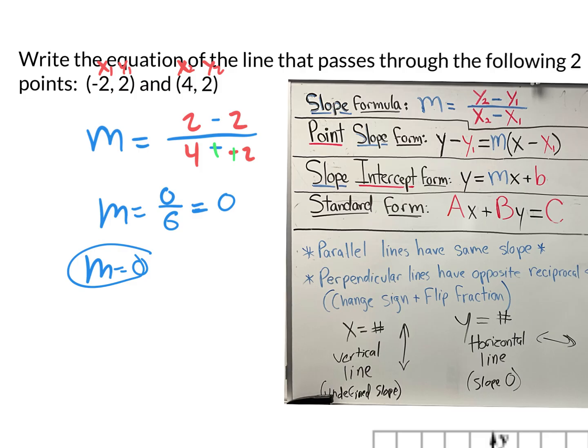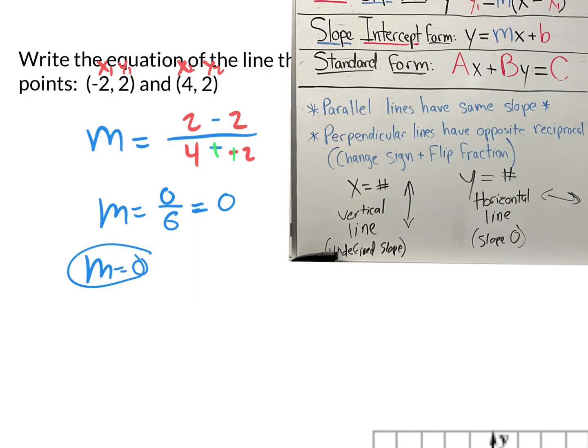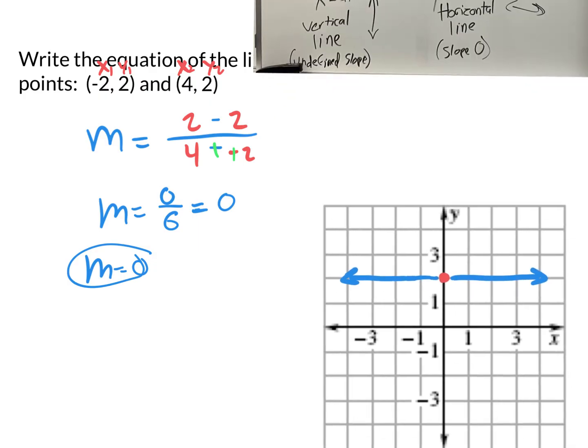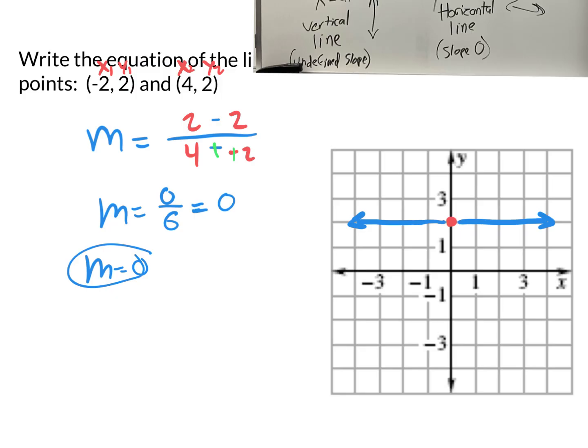So if you think about the location of this point, negative 2, 2, and this point, 4, 2, you're technically going to have the graph that we just looked at. Negative 2, 2 is right here, and positive 4, 2 is right there. What kind of line is that? It's a horizontal line crossing the y-axis at 2. Therefore, the equation is y equals 2.